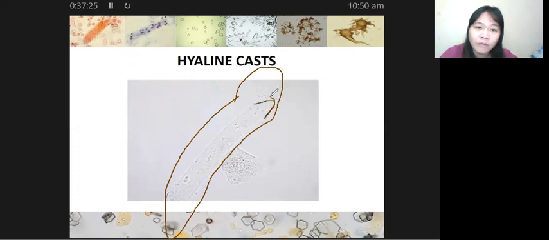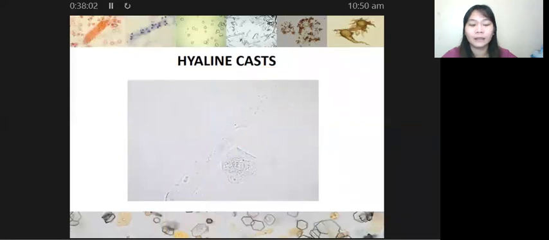So pag ganyan, pa-curve, sorry. Okay, the ends of your hyaline casts are rounded. So out of all the different casts that we have, your hyaline cast is the most difficult to be detected. Why? Because your hyaline casts, they have the same refractive index as your urine. Okay, so yun yung problema. Kaya sometimes we overlook the presence of your hyaline casts. Okay? Ayan. So balik tayo dun sa una po natin na slide. Alright?